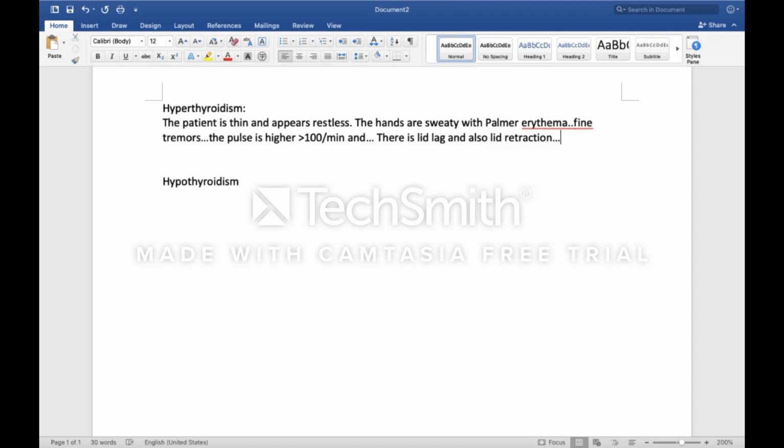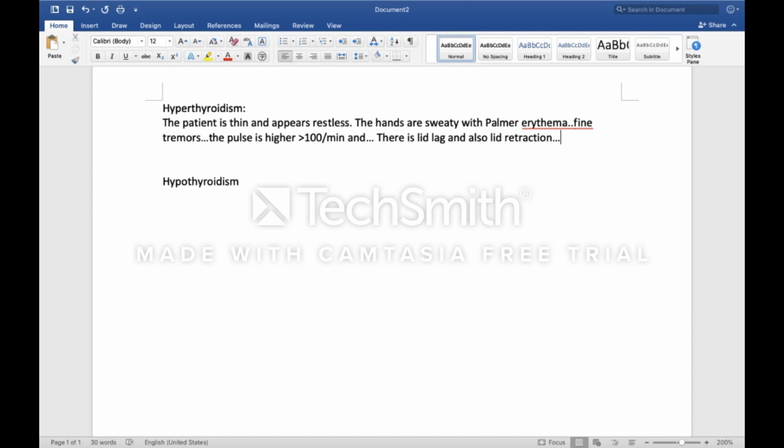And what is the lid lag, by the way? When we see anyone's eyes, the sclera is hardly seen above the cornea and below the cornea, because they are covered by our eyelids. But in anyone whose upper eyelid is retracted backwards, you can see their sclera above the cornea in the neutral position, when the patient is looking straight towards you. And that is called lid retraction.